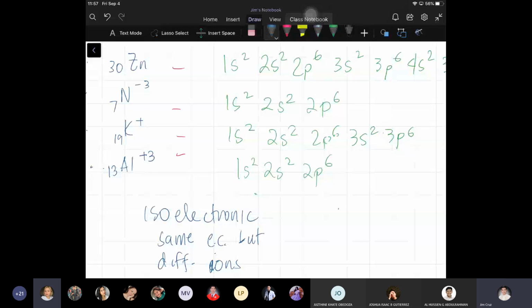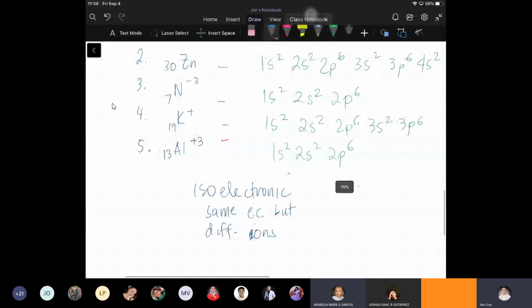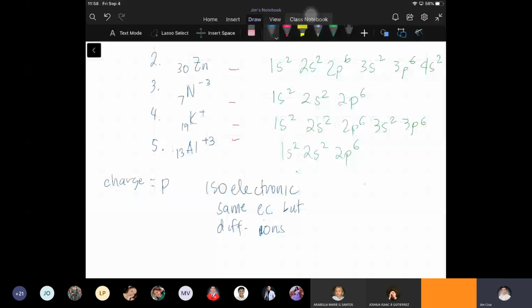Pag positive po, minus? Pag positive, babawasan mo na lang tong number dito sa baba. Positive 3 yan. I-minus mo na lang yung 3 dito sa 13, makukuha mo yung electrons. Pag negative naman yan, yung 3 na yan, ipa-plus mo dito sa 7 para makuha mo yung electrons. Or kung gusto mo, gamitin mo yung equation na ginamit natin last time, yung charge equals proton minus electron. So, try natin yung sa number 3. Yung charge ay negative 3, ang proton ay 7, ang electron ay hindi natin alam, no?